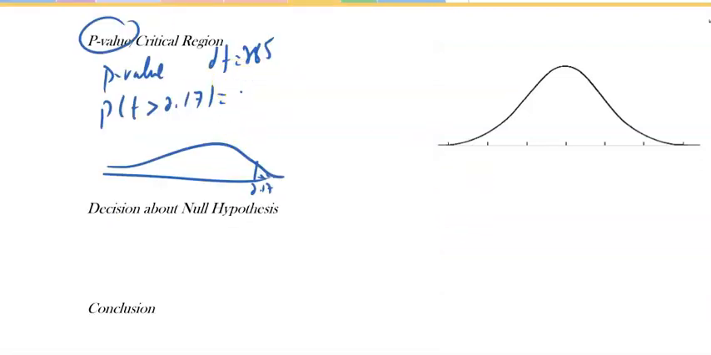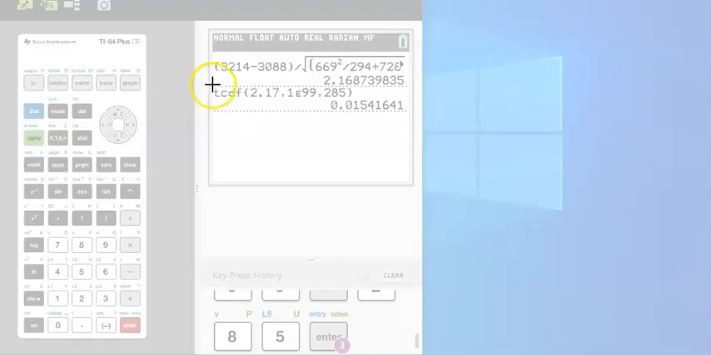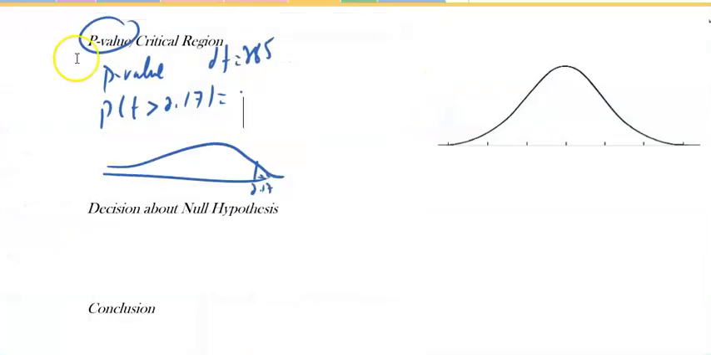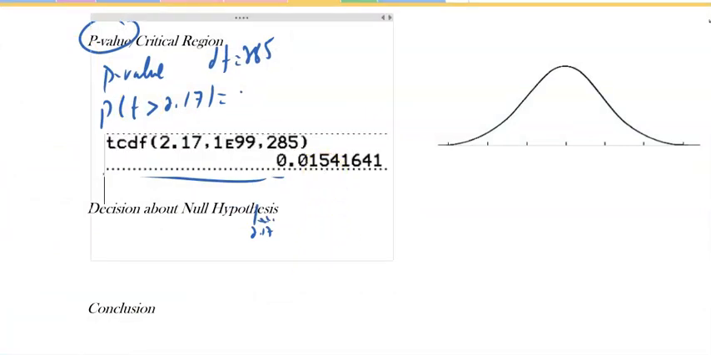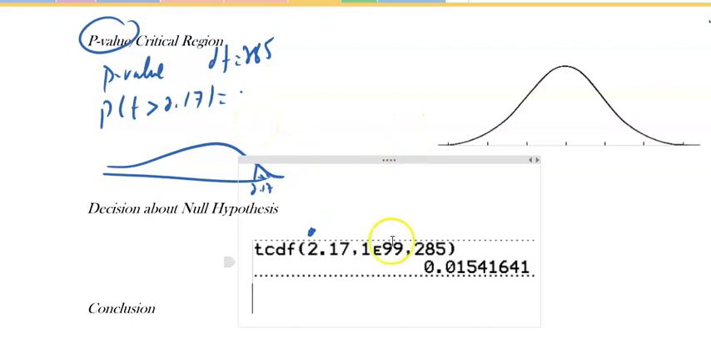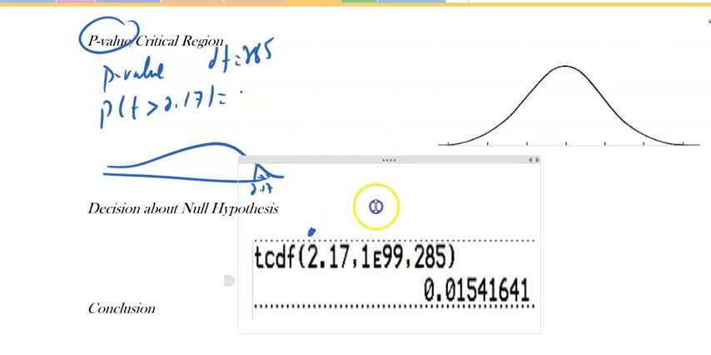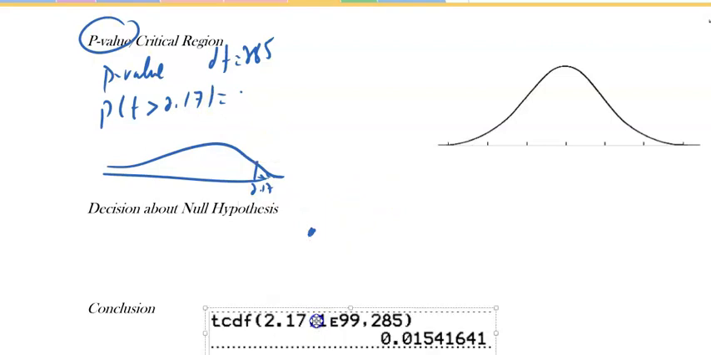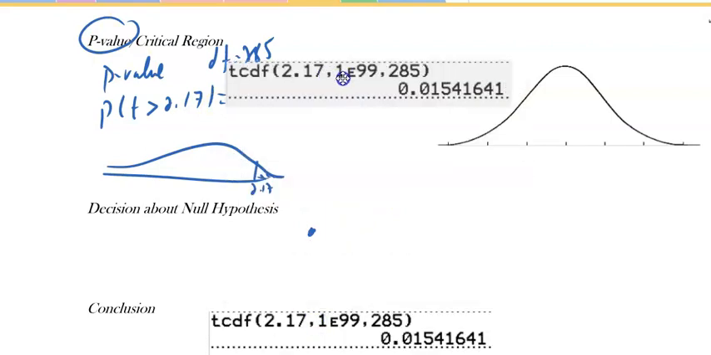And this probability turns out to be... technology acts up a bit.